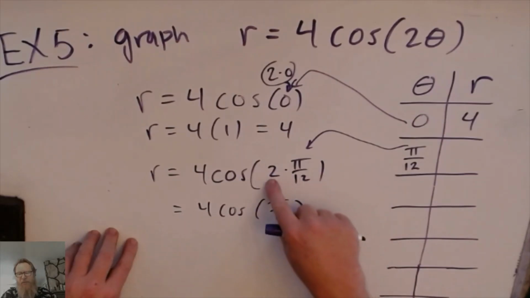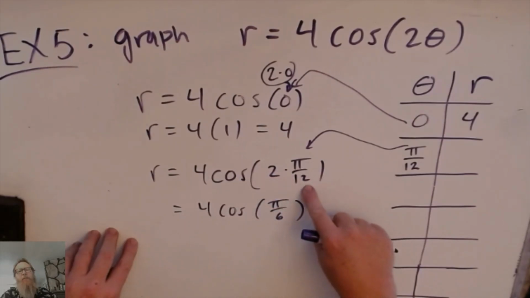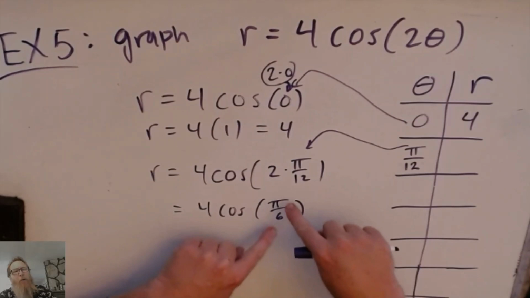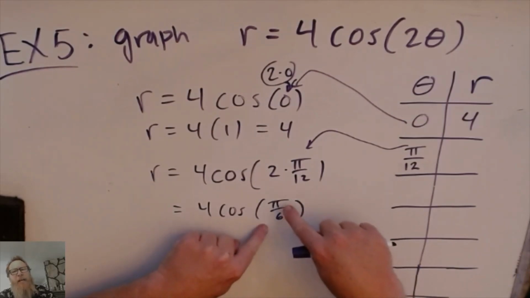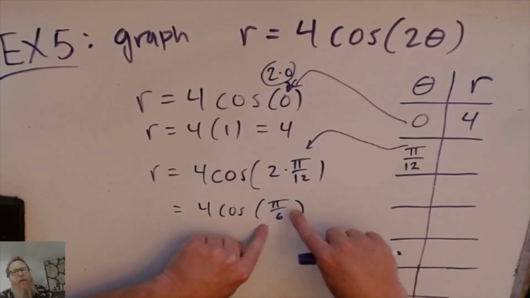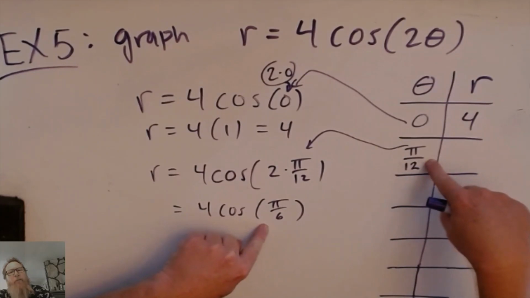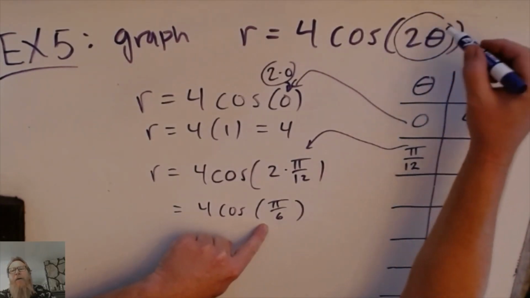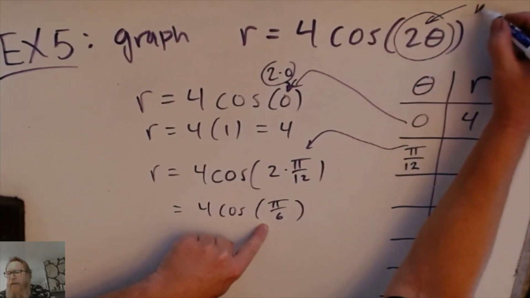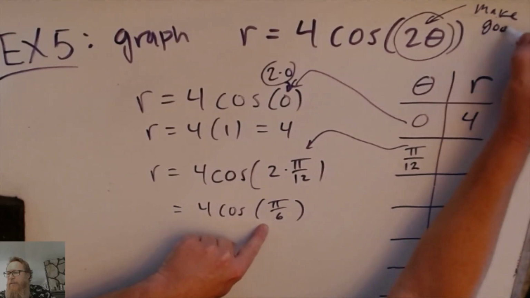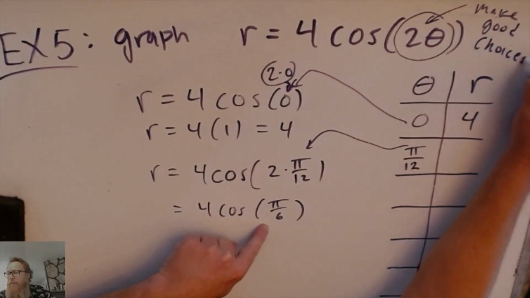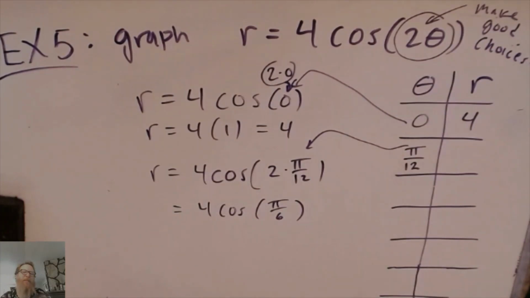So you get 2 times pi over 12, which is pi over 6. That's what I was going for. I was going for pi over 6 because that's a special angle. But I notice I used pi over 12. So keep your eye out on the double to make your choices. All right, and sometimes you'll make some bad choices, as long as you go back and fix them.